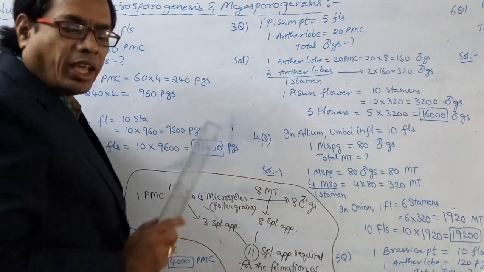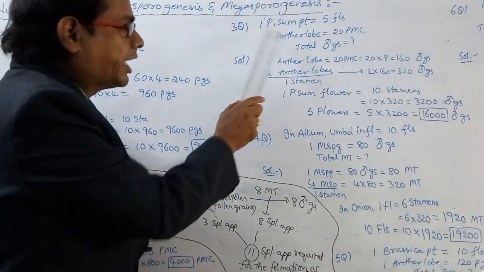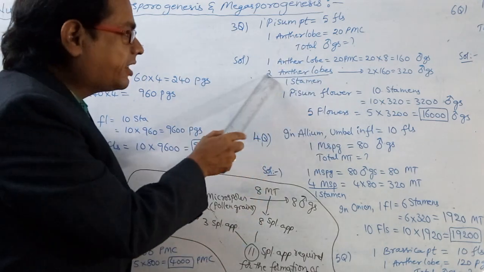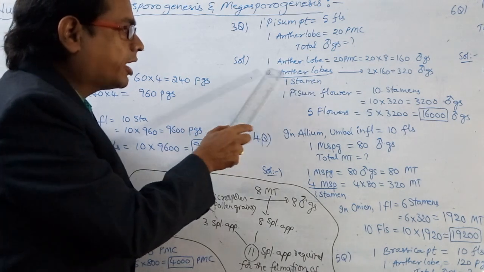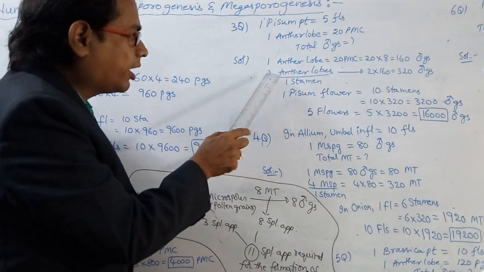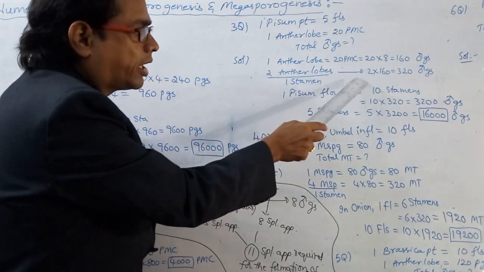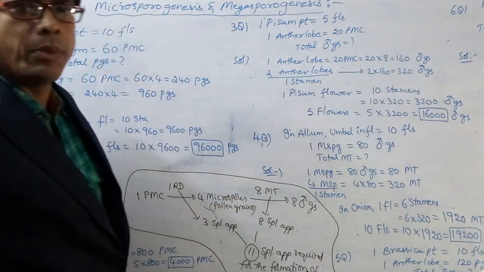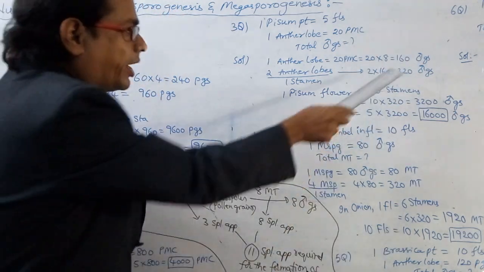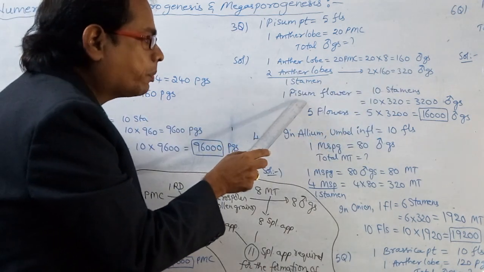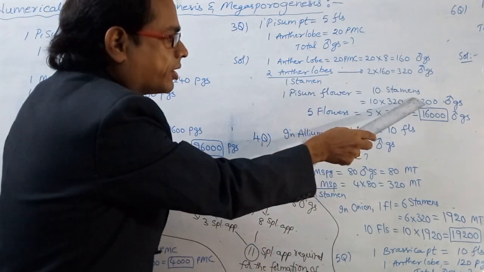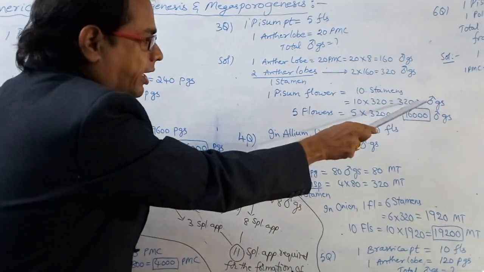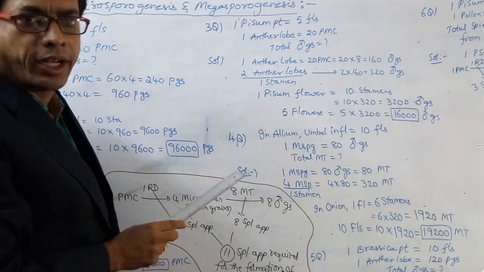So pisum is dithecous. Here they have not given microsporangium. They have given anther lobe. Dithecous means a dithecous stamen contains 2 anther lobes. That's why 2 anther lobes contain 2 into 160, that is equal to 320 male gametes. 320 male gametes in each stamen. One pisum flower contains 10 stamens. So that is 10 into 320, that is 3200 male gametes. That is for one flower we calculate.